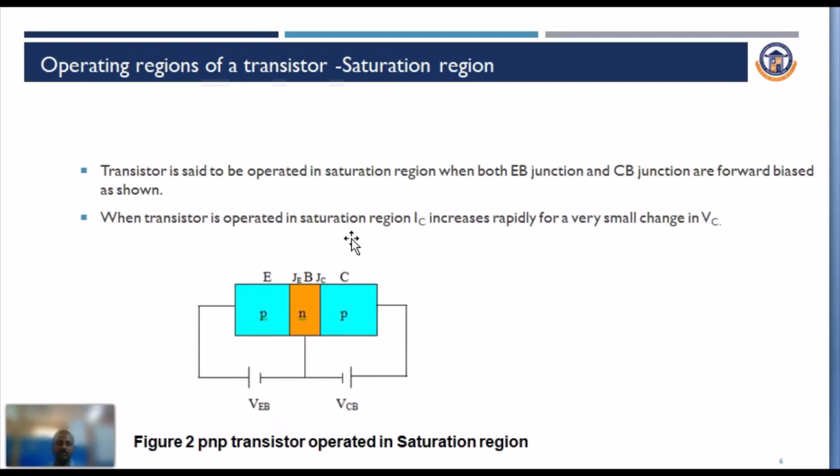Next we discuss the operating region of a transistor under saturation. Under saturation we can say that the emitter-base junction must be in forward bias, as well as the collector-base junction also in forward bias. I mean that both the collector and emitter terminals can be tied to the positive terminal of the power supply. Then you can say that the transistor is operated in the saturation region. When the transistor is operated in the saturation region, Ic increases rapidly for a very small change in Vc. So these are the conditions for the saturation region.